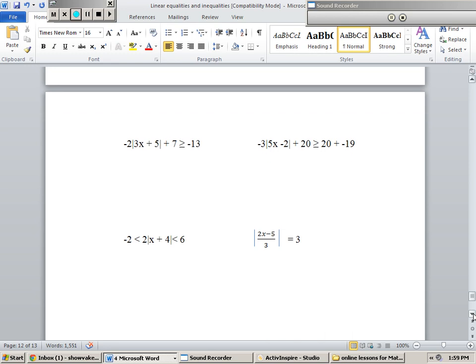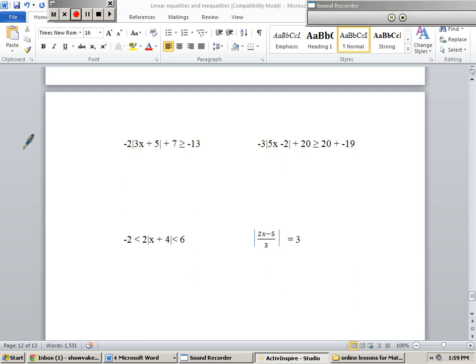Okay, you have to have that absolute value by itself before you can start, and this first one does not have the absolute value by itself, so I'm going to need to subtract the 7. Negative 2 absolute value of 3x plus 5 is greater than or equal to negative 20. Divide by negative 2 and flip that sign: absolute value of 3x plus 5 is less than or equal to 10. So this is going to be an AND. It should be colored in between because it's facing the inequality.